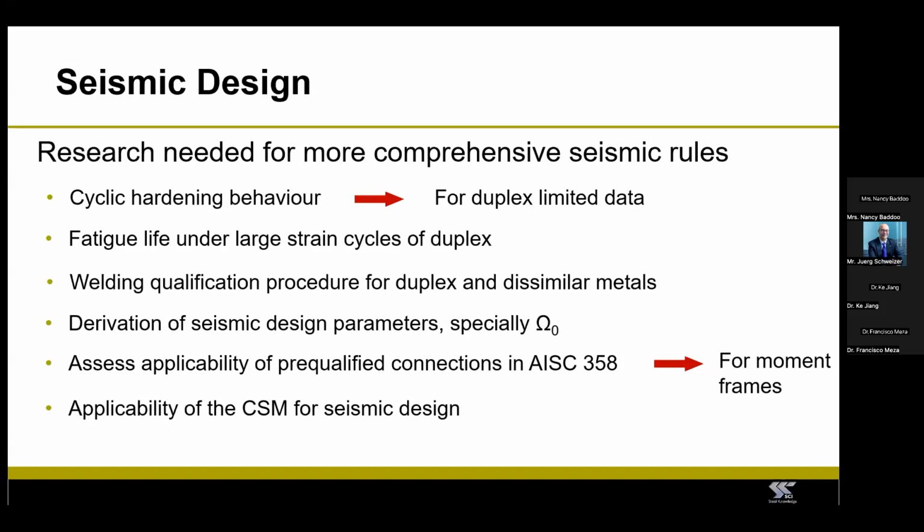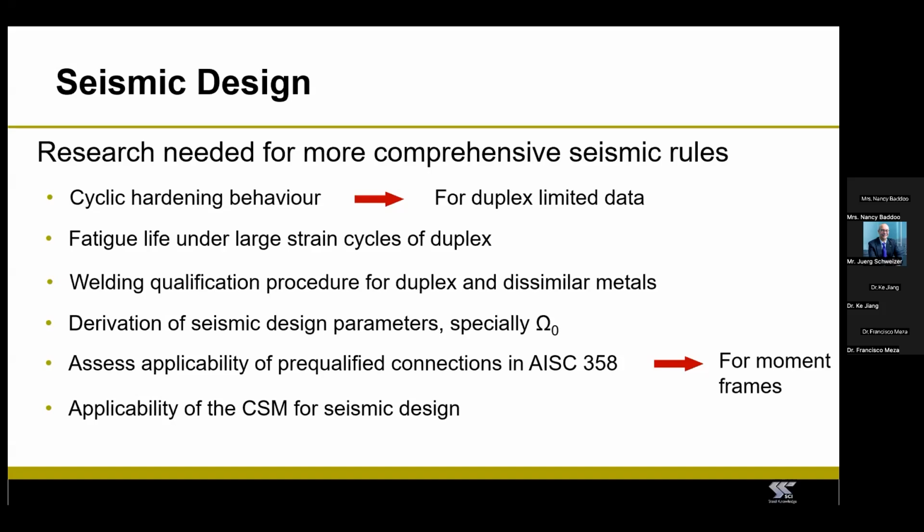For duplex stainless steel, the development of pre-qualified welding procedures will also make it easier to use in seismic applications. And for welded joints between dissimilar metals, such as those between austenitic and carbon steel or duplex and carbon steel, it would be useful to have more data regarding the ductility and toughness of the welded joint.